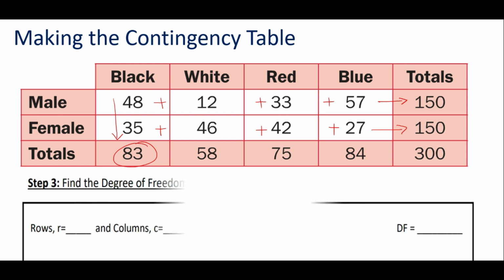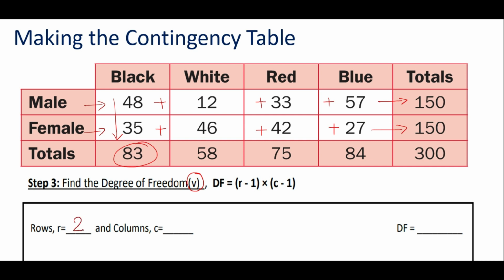Once this is done, let's calculate the degree of freedom, which is denoted by the small letter V. Now the formula to find the degree of freedom is R minus 1 times C minus 1, where R stands for the number of rows and C stands for the number of columns. Here the number of rows equals 2 and the number of columns equals 4. If you take the rows to be 3 and the columns to be 5, then it is an error. So make sure you include only this part of the table to count the number of columns and rows.